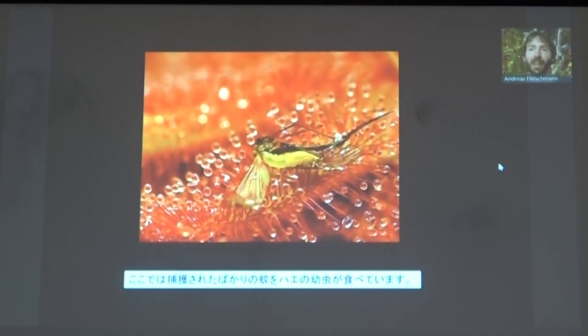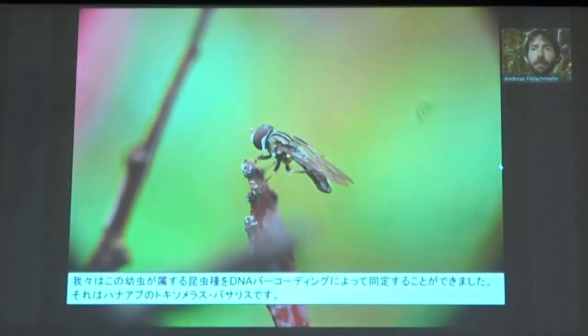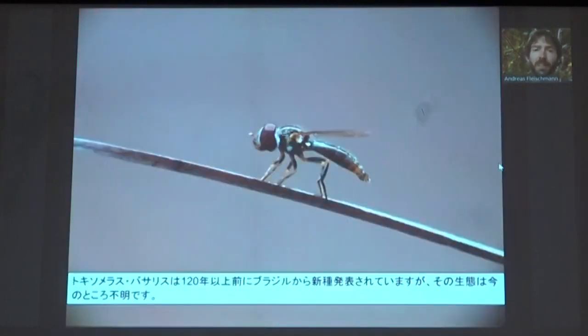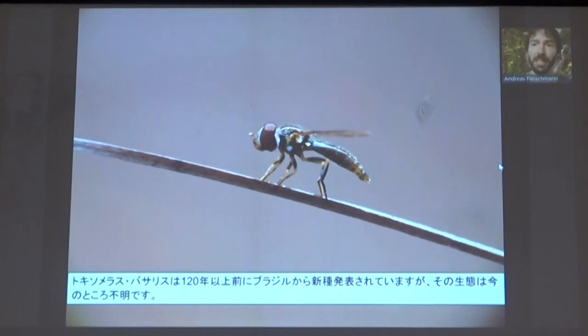So we wanted to know what it is, and Fernando Rivadavia and Paolo Cornella collected some of these larvae and pupae, and with DNA barcoding we were able to identify it in 2016 already as Toxomerus basalis. This is a hoverfly, a Brazilian hoverfly. This hoverfly was already described 120 years ago from Brazil, but nothing was known about its biology, where the larvae live and how the larvae live. And we identified now its biology. And by the way, these are the first photographs of living Toxomerus basalis adult flies. They were only known from museum specimens.